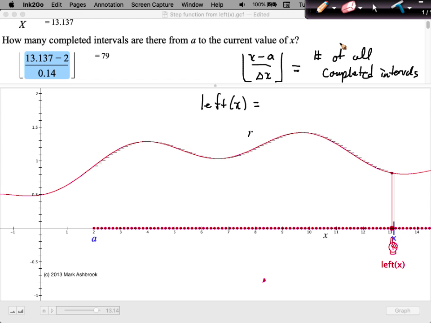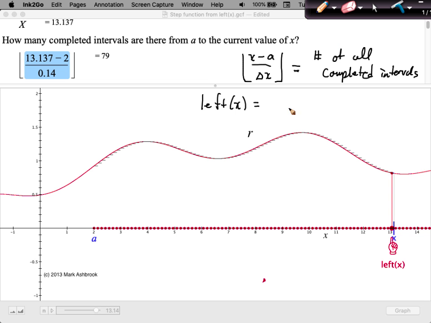First I go to A, and then? For every completed interval, how far do I go? No, just in general. Every interval takes me how far? Delta X. And how many completed intervals do I have? The floor of X minus A over delta X. So the formula is? What's it?